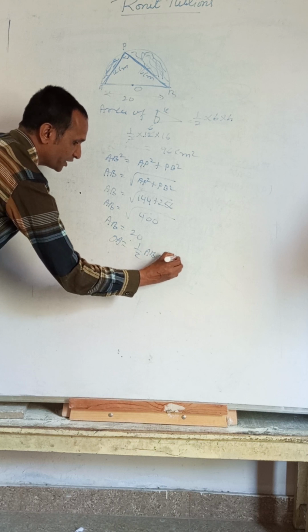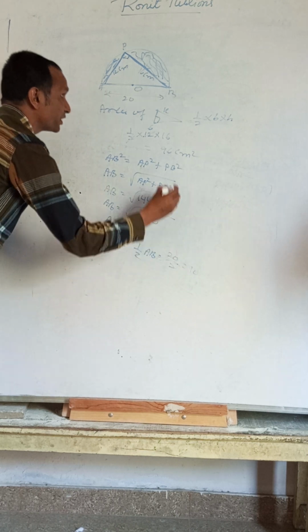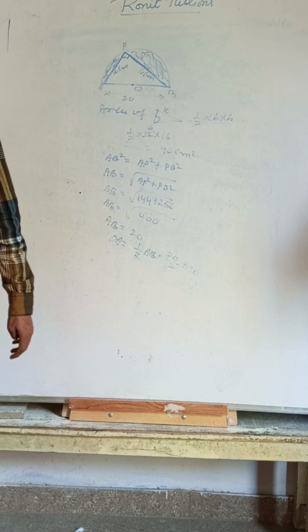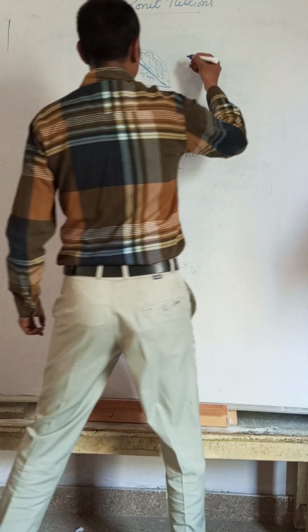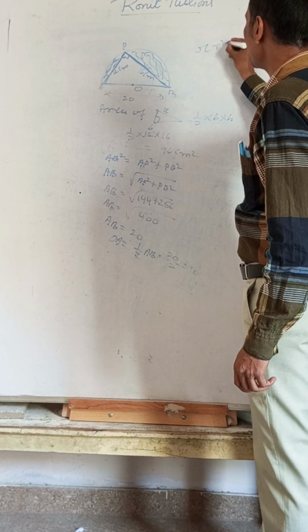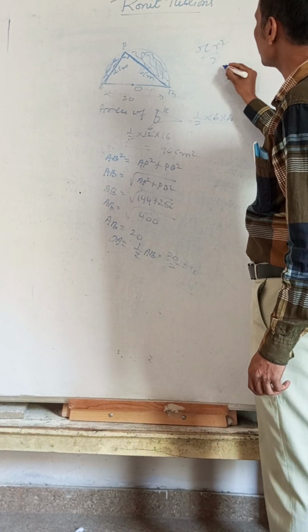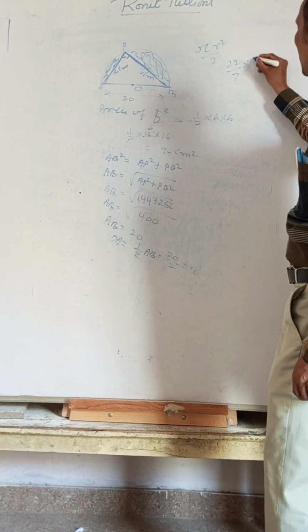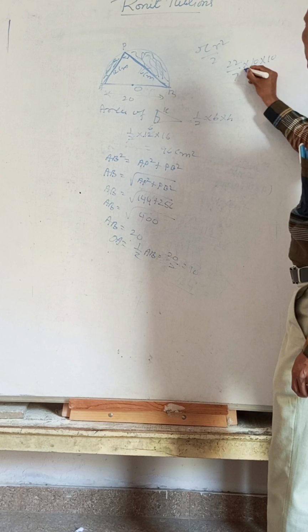Half of AB means 20 by 2 is equal to 10 centimeter. Now we are finding the area of the semicircle. Area of the semicircle is pi r square by 2. So pi r is pi, 22 by 7 into r. What is r? 10 into 10 by 2.